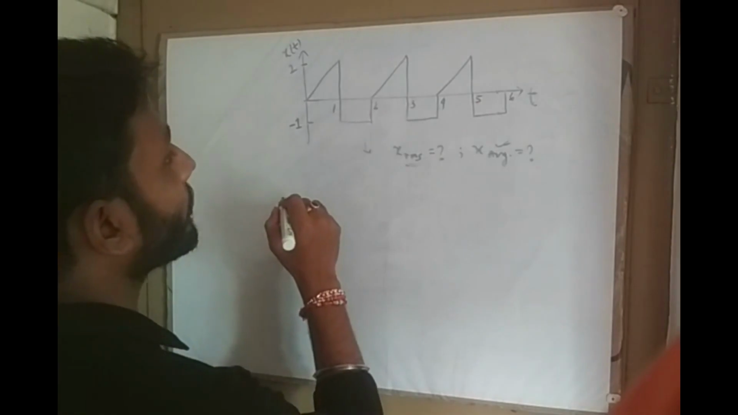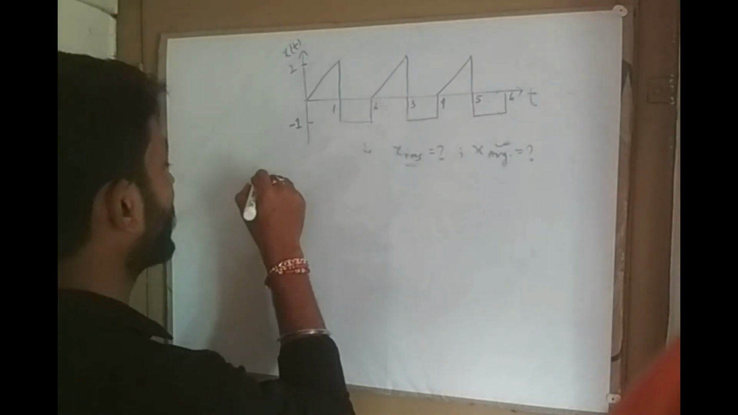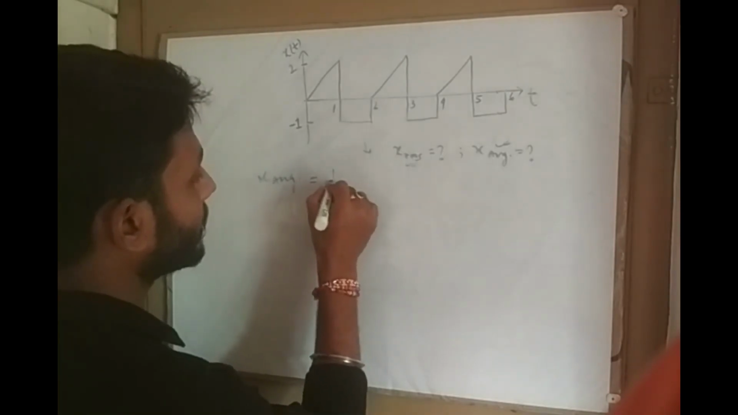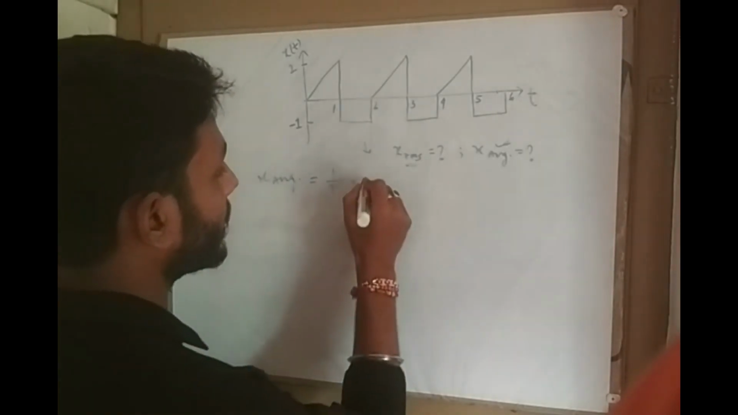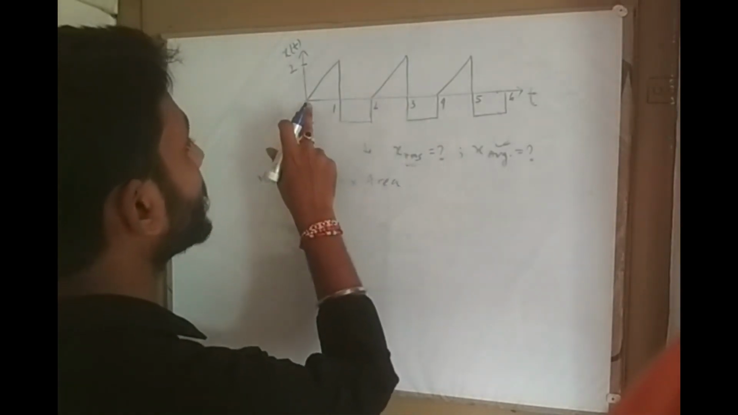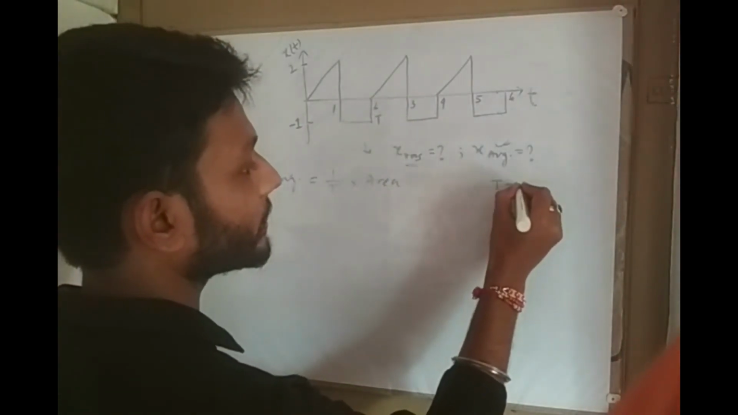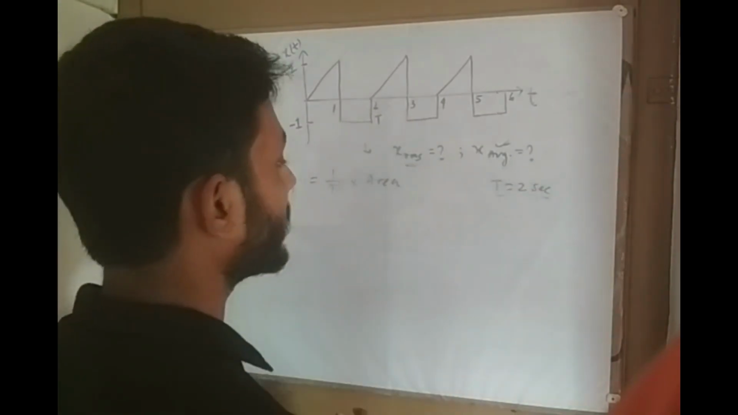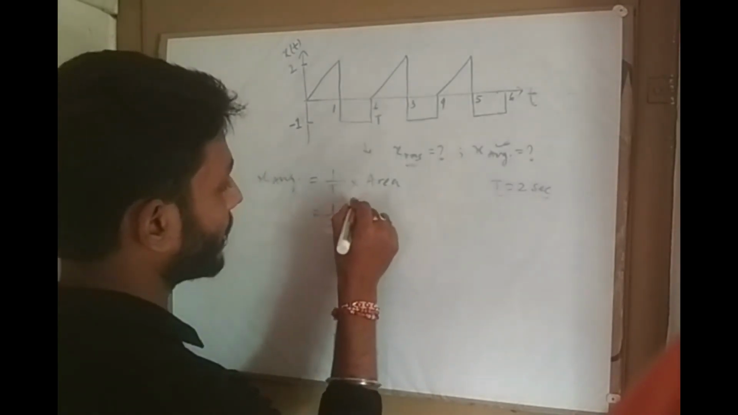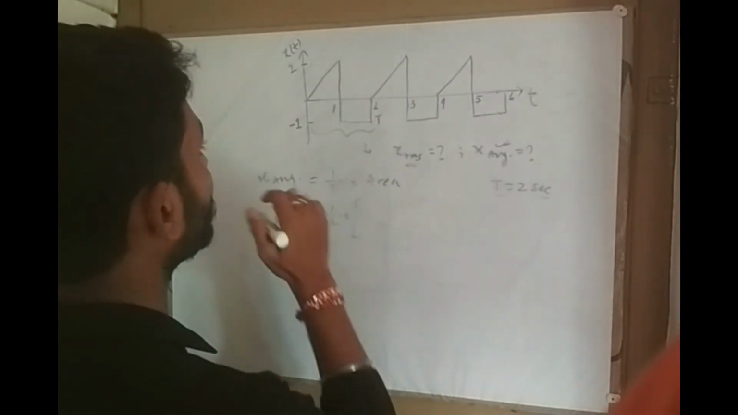Look here. The average value is x average, 1 by T multiplied by the area over one time period. Here the time period T equals 2 seconds. So 1 by 2 multiplied by the area. The area for one time period we will find.